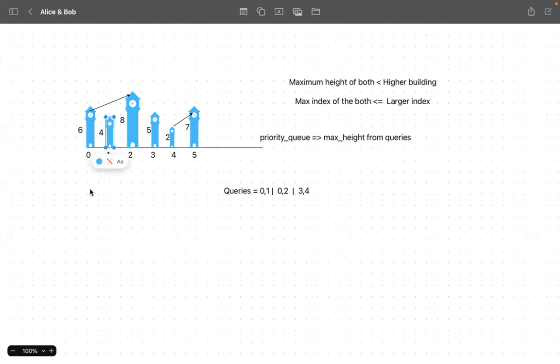But we are pushing it in the... let's see if we have to push something into the priority queue as well.